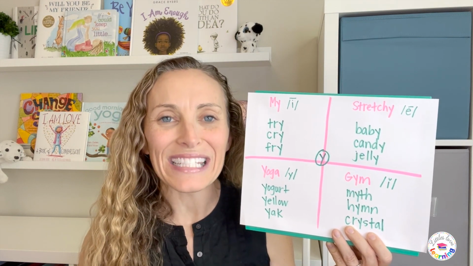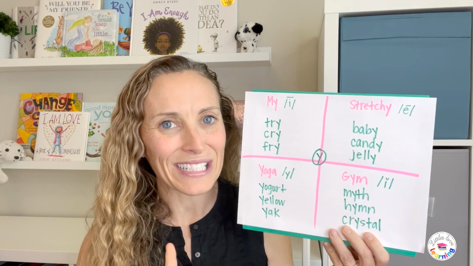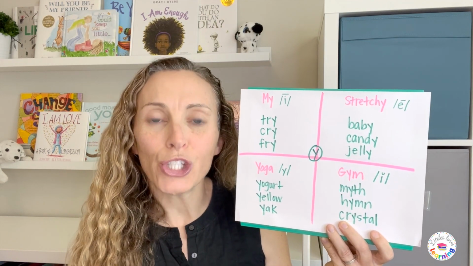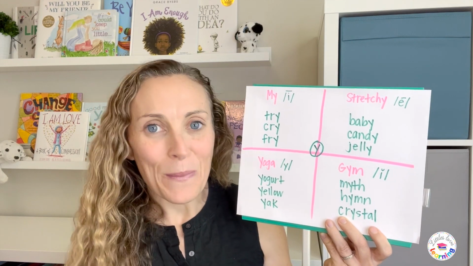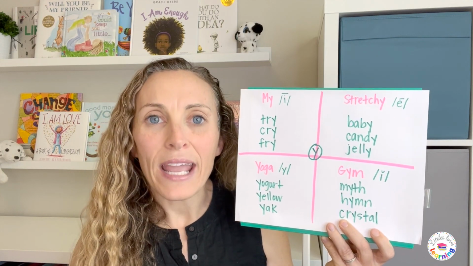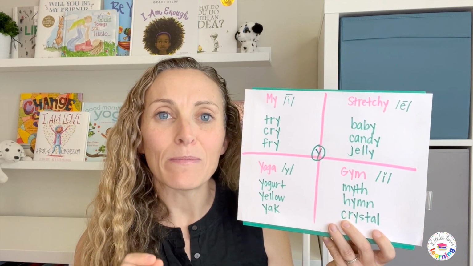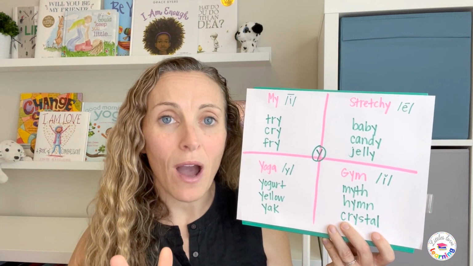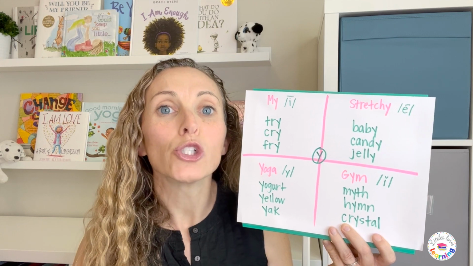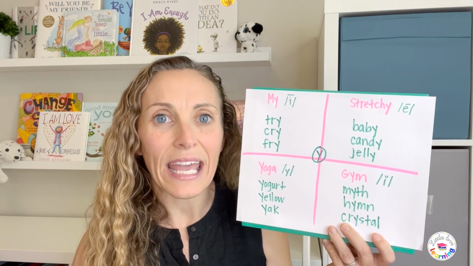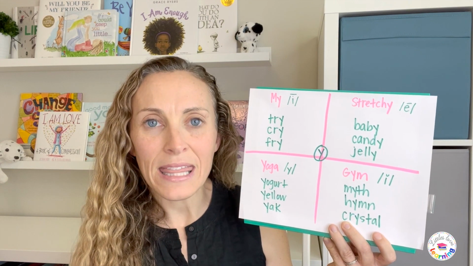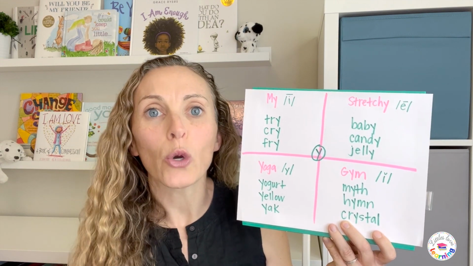Even though it doesn't occur very frequently in words, they still need to know it. And the last word in that sentence is gym. Gym is spelled G-Y-M. So the Y is in between two consonants. When the Y is in between two consonants, it's going to represent the short vowel I sound, I. So just like in gym, myth, hymn, and crystal.